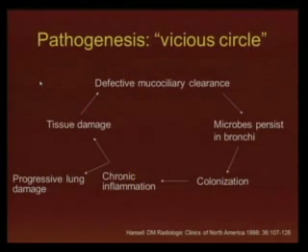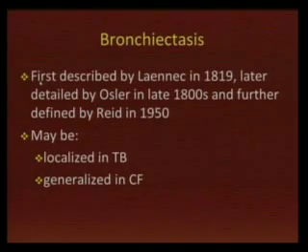Bronchiectasis was seen initially in 1819, but it was Reid in 1950 who described in more detail the origin and the types of bronchiectasis. When we see bronchiectasis, it could be localized, like in cases of TB, or more diffuse, extending into the upper and lower lungs, which is typically seen in cystic fibrosis.